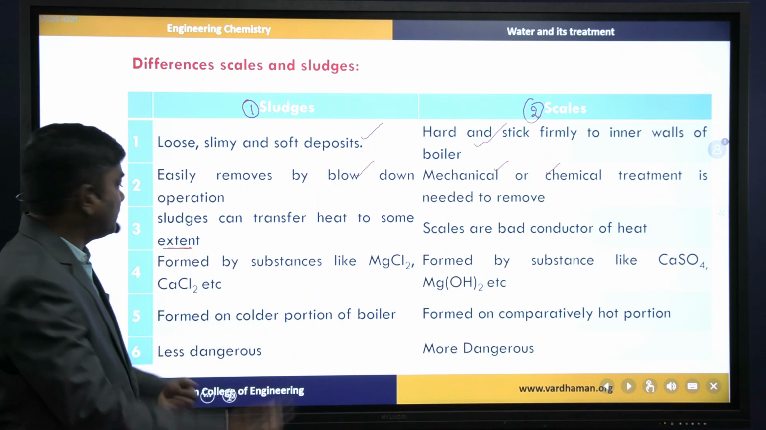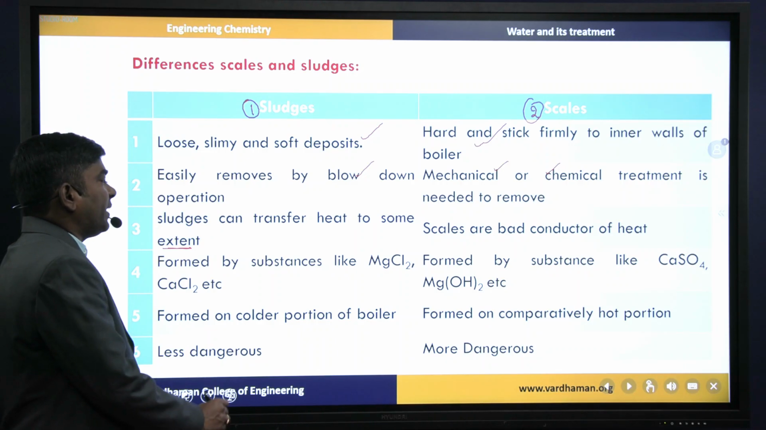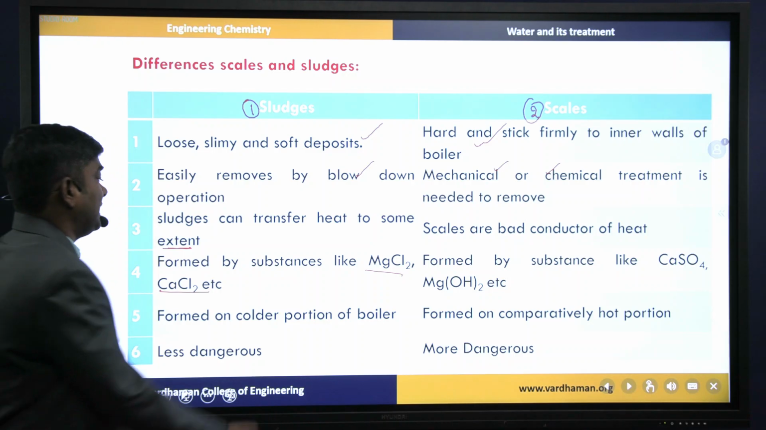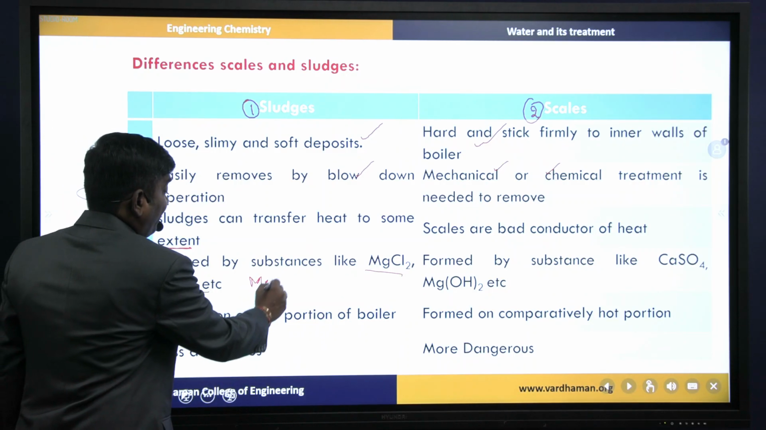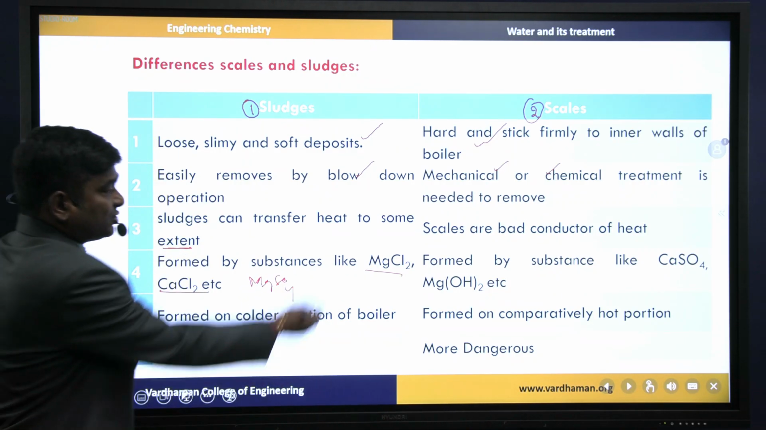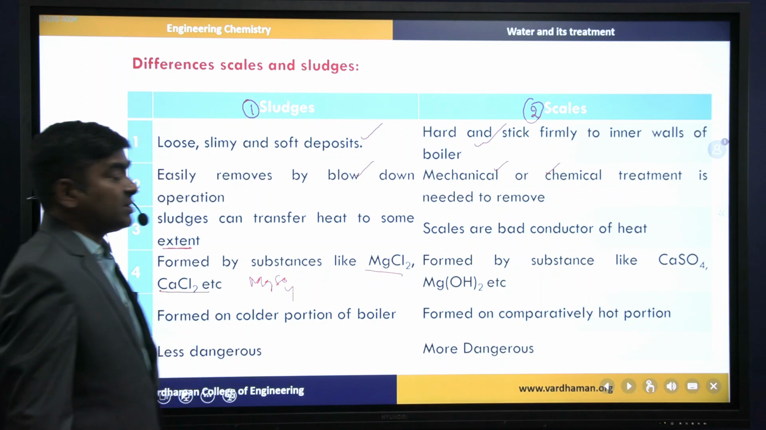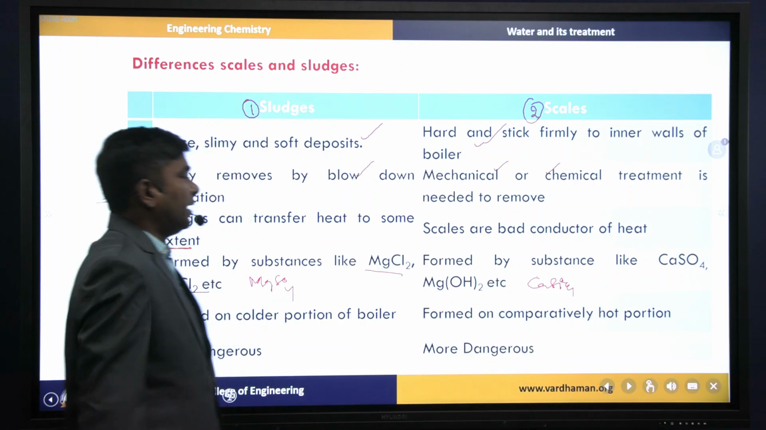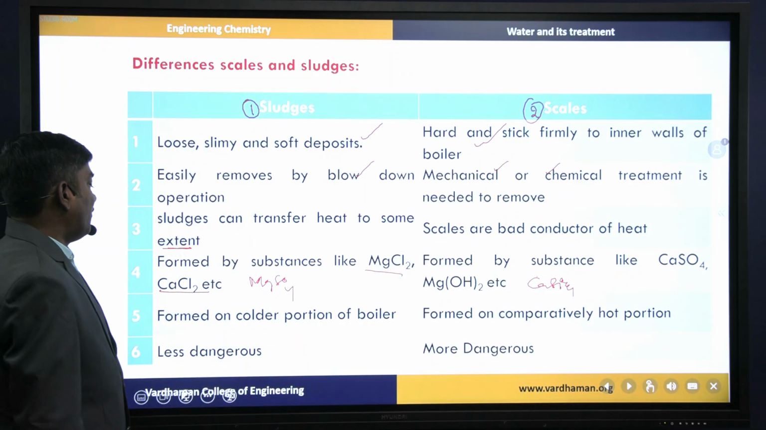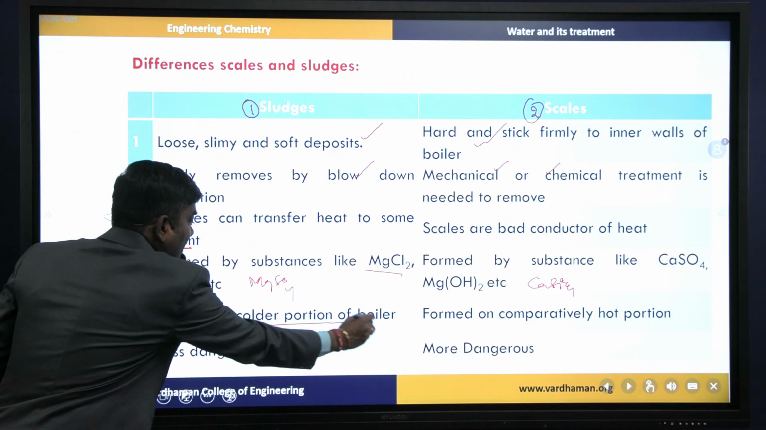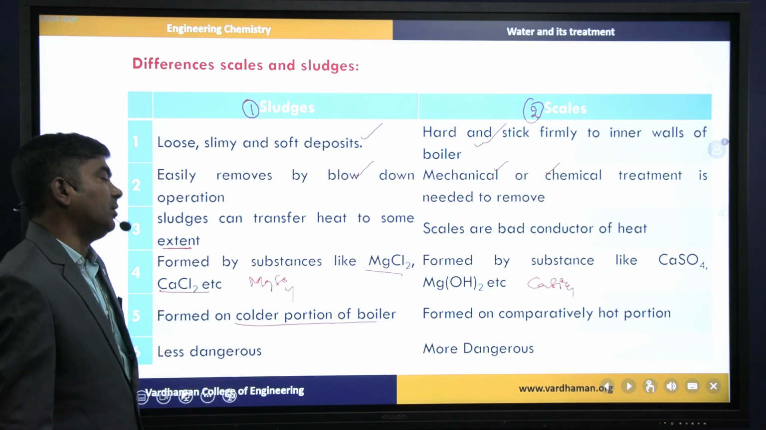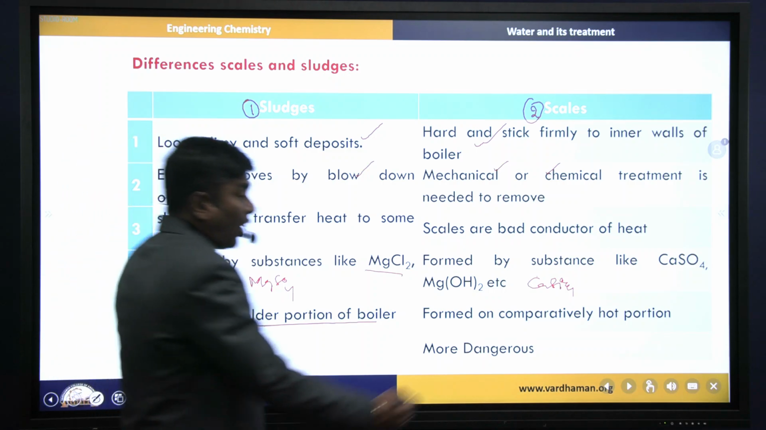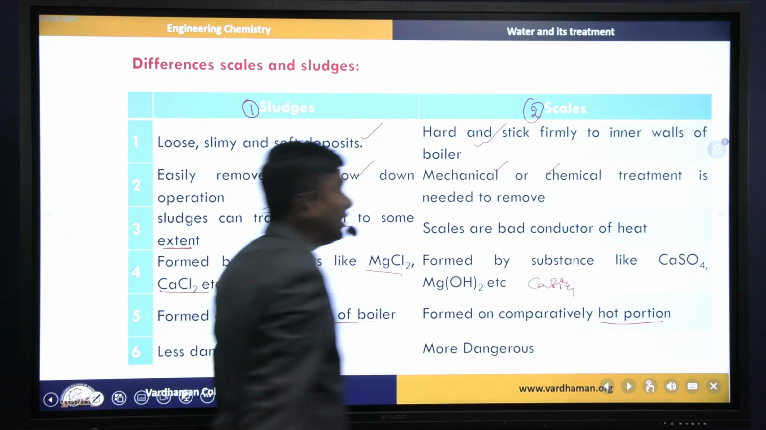Third point, sludges can transfer heat to some extent, whereas scales are bad conductors of heat. That's the reason we need to give more heat. Next, sludges are formed by substances like magnesium chloride, calcium chloride and other magnesium salts like magnesium sulfate and magnesium carbonate, whereas scales are formed by substances like calcium sulfate, calcium silicate and magnesium hydroxide. Next, sludges generally form on the colder portion of the boiler, whereas scales form on a hot portion of the boiler.